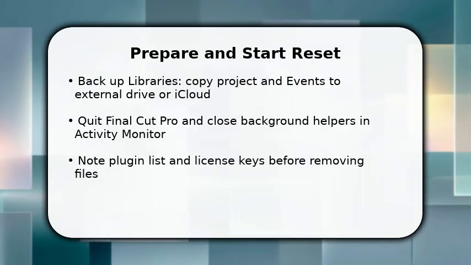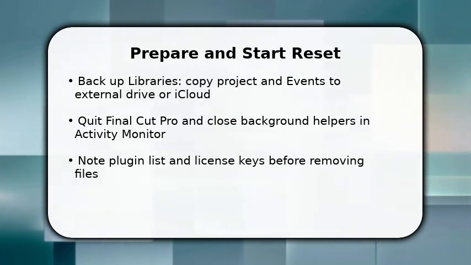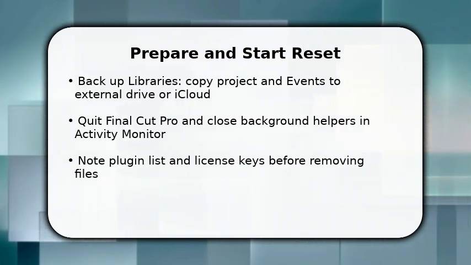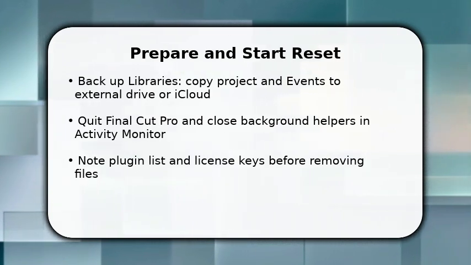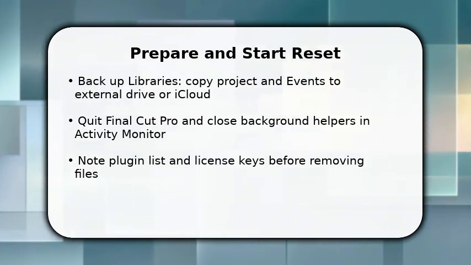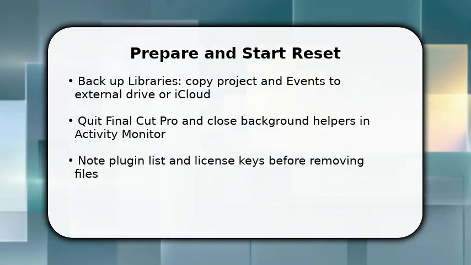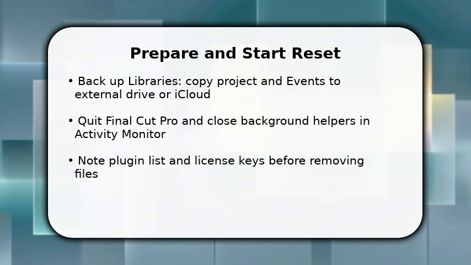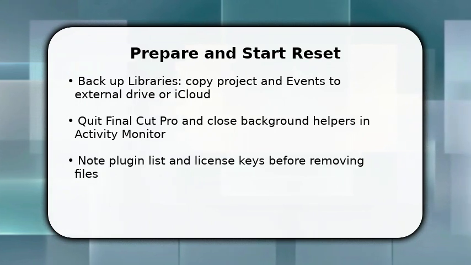You begin by securing your work, backup libraries, and export any current XMLs. Once done, quit Final Cut Pro and stop helper processes in Activity Monitor so files aren't locked. Make sure to record plugin names and serials. You'll reinstall them later. Now navigate to /movies and copy libraries, then open Applications and confirm Final Cut Pro is not running. These steps prevent data loss and ensure a clean reset. They make the later file removals safe.